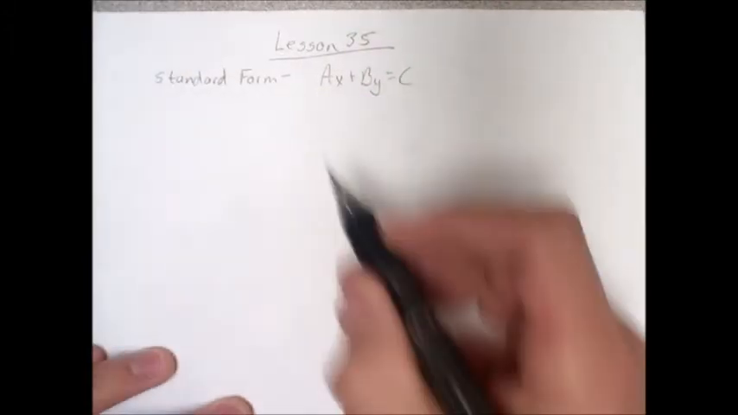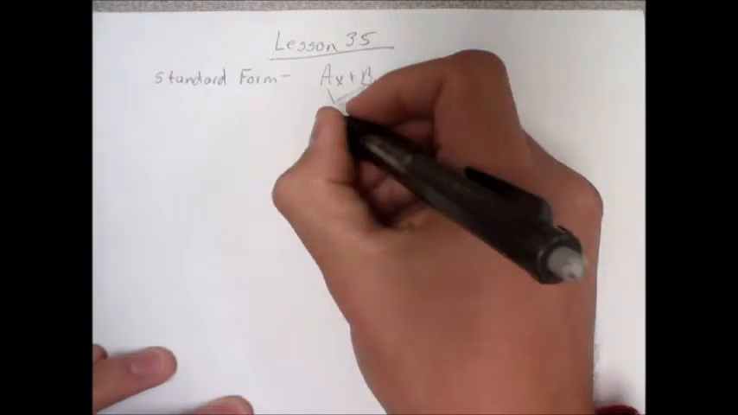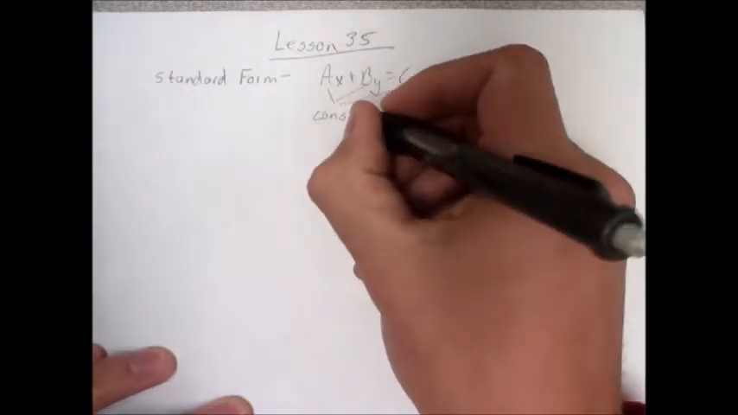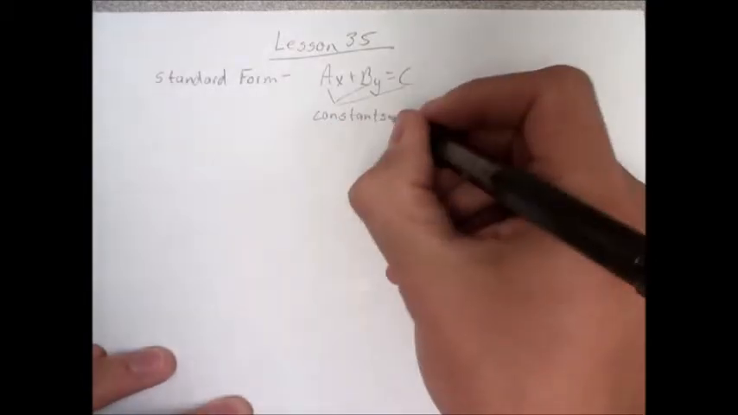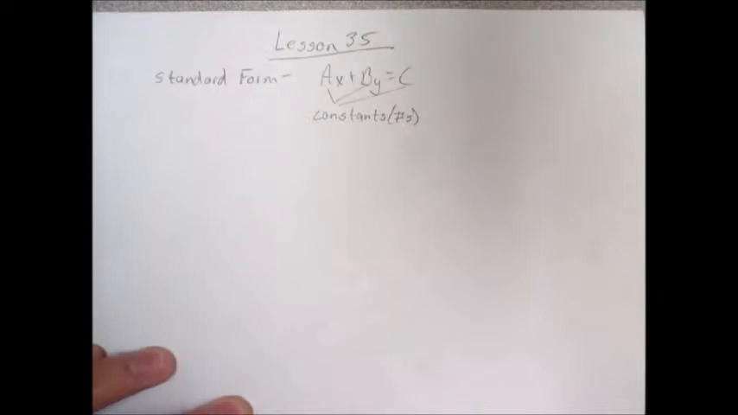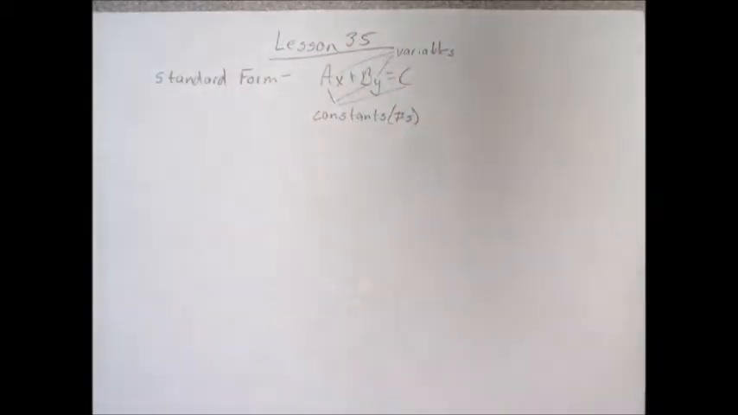Now make these little annotations here. A, b, and c are just constants. They're numbers. Okay, they're just numbers. So there's your little number sign. X and y are the variables. Whatever the variables might be in the equation, x and y are the most common, so that's what they use in this standard form general.